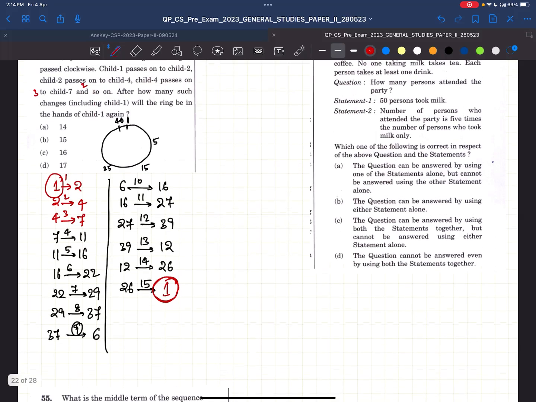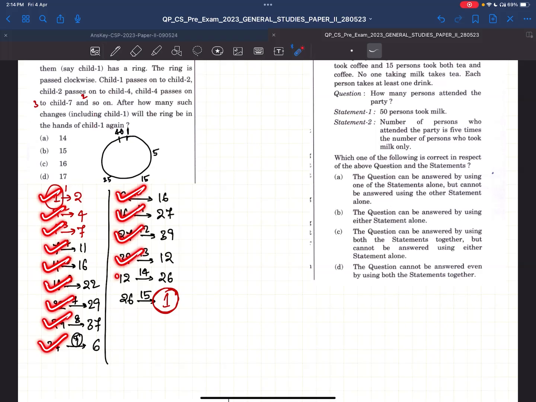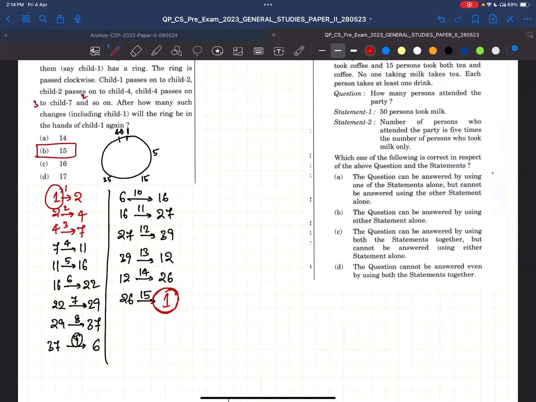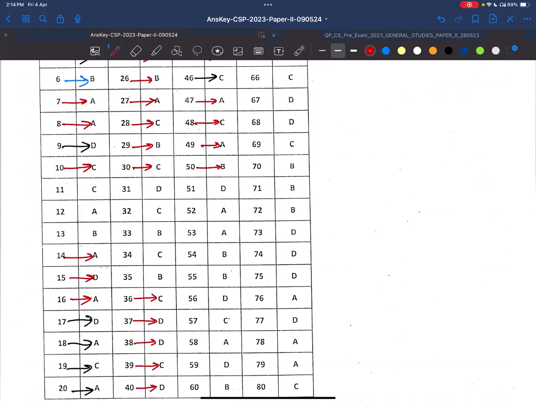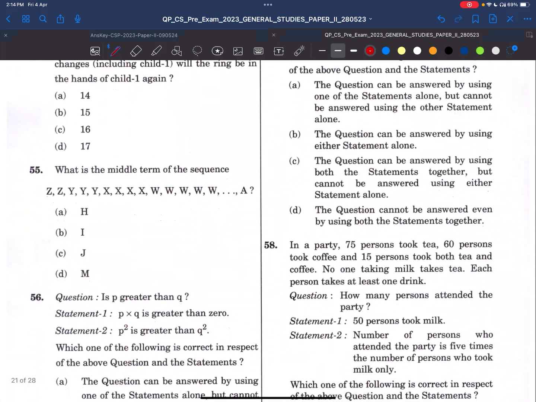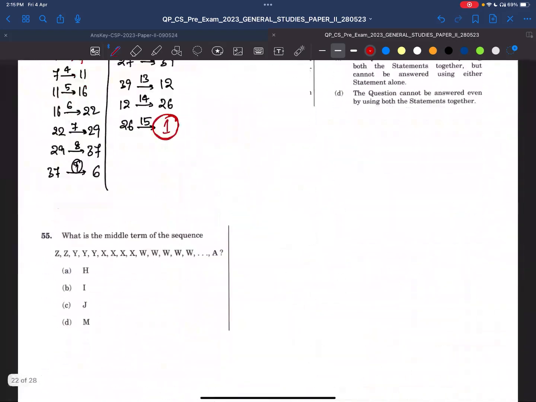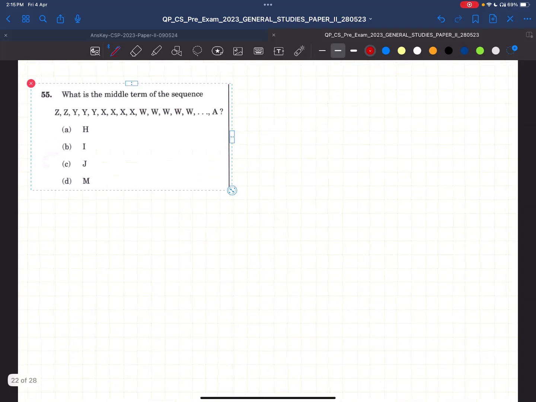He's asking how many changes are done. These are the changes: 1, 2, 3, 4, 5, 6, 7, 8, 9, 10, 11, 12, 13, 14, 15. Answer is B. That was the 54th question, B. Let's go to the 55th question. We'll solve it.